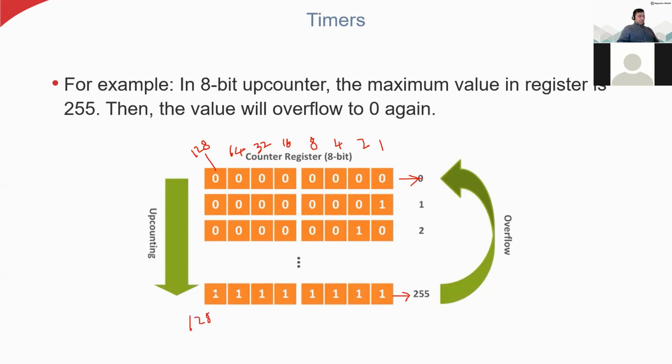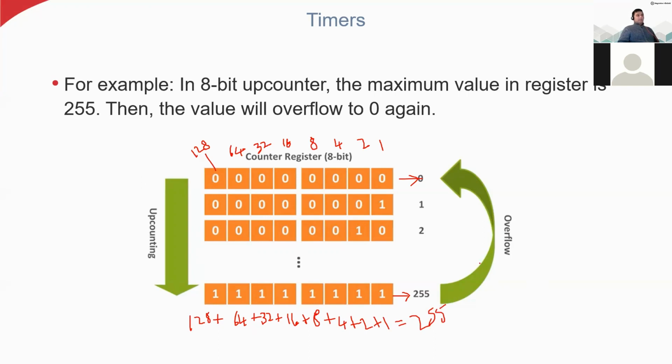128: 1 multiplied by 128 is 128, plus 1 multiplied by 64 is 64, plus 1 multiplied by 32 is 32, plus 1 multiplied by 16 is 16, plus 1 multiplied by 8 is 8, and then 4, and then 2, and then 1. If you add everything by yourself, you will get this number.